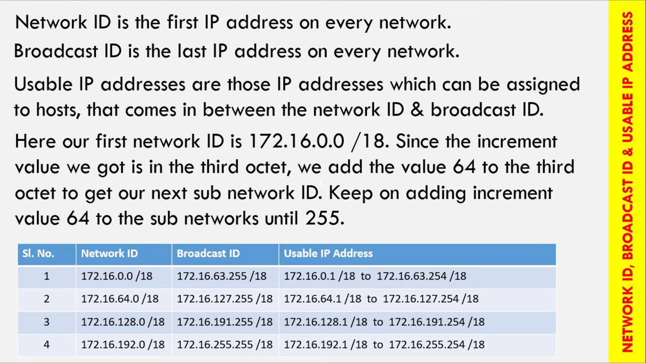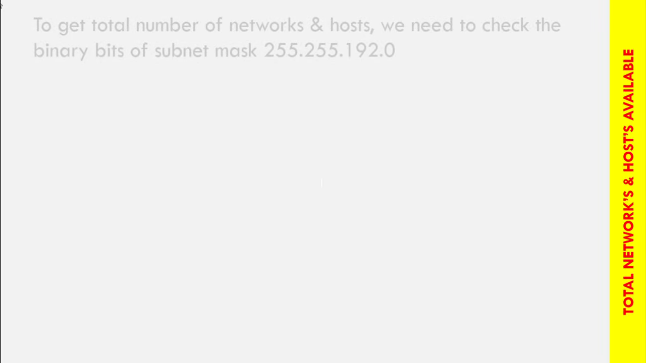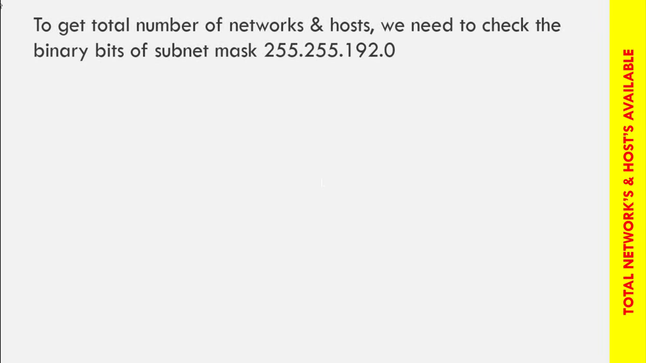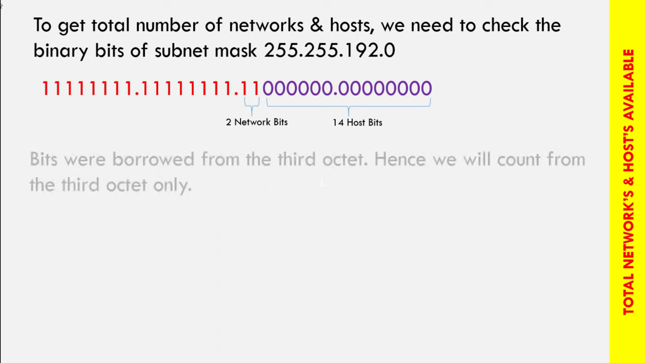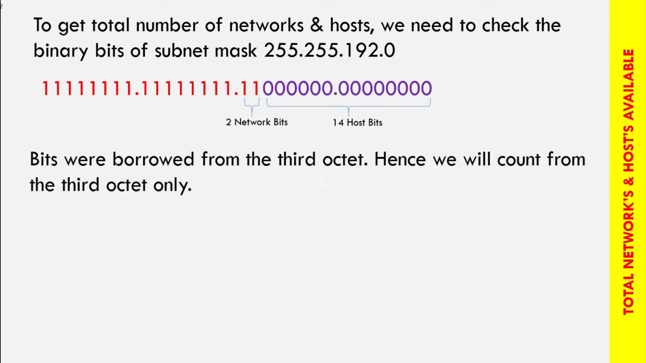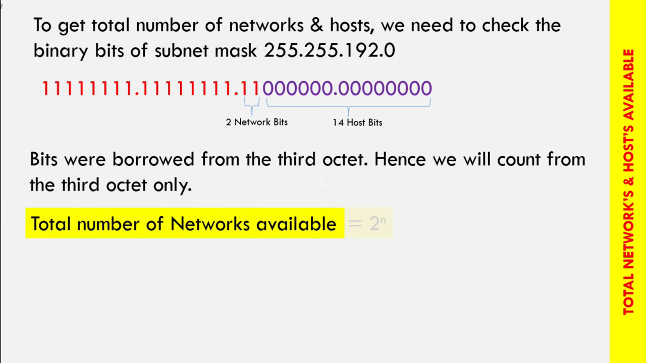First, write down all the network IDs. Then it will be easier for you to write down all the broadcast IDs and the usable IP addresses. To get the total number of networks and hosts, we need to check the binary bits of the subnet mask. Since bits were borrowed from the third octet, we will count from the third octet only. Here 2 network bits and 14 host bits are available.